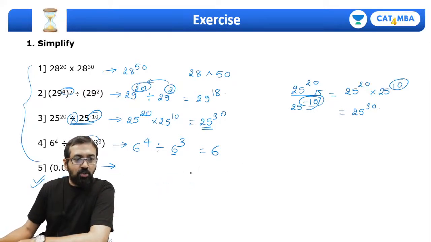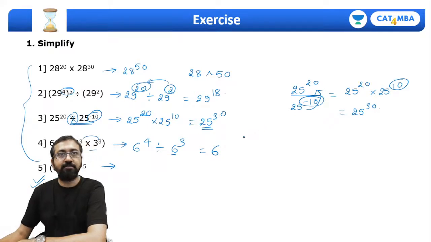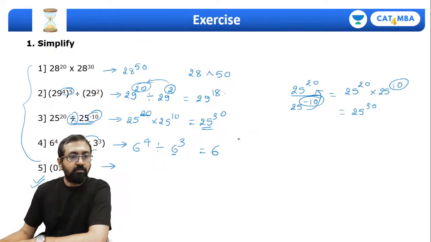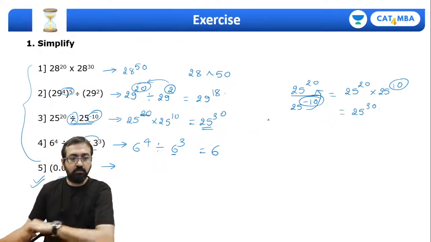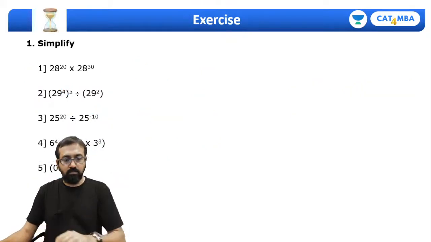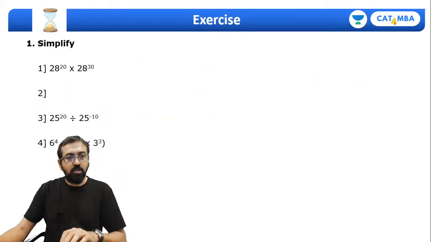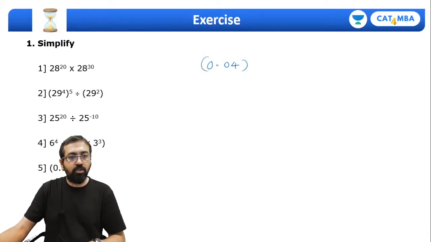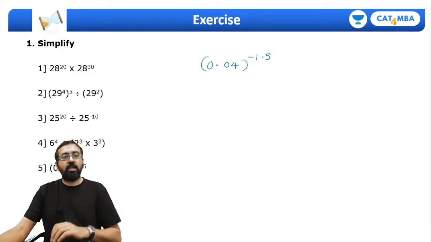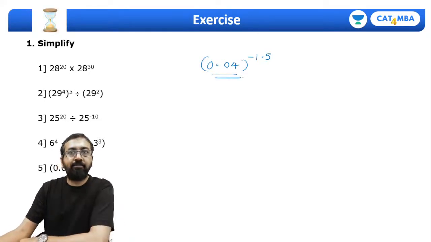Okay, so let me just write it over here, this fifth question. So this is my question, 0.04 whole raised to minus 1.5. Okay, so this is what we need to solve.